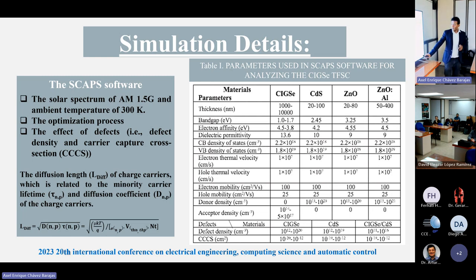So all these things differ, and that can affect the diffusion length. For the charge carrier, in order to have high efficiency, the diffusion length should be high. The charge carriers, for example electrons, should move as far as possible so that they can be collected. So this is the equation, which can be calculated from the diffusion coefficient and the lifetime.